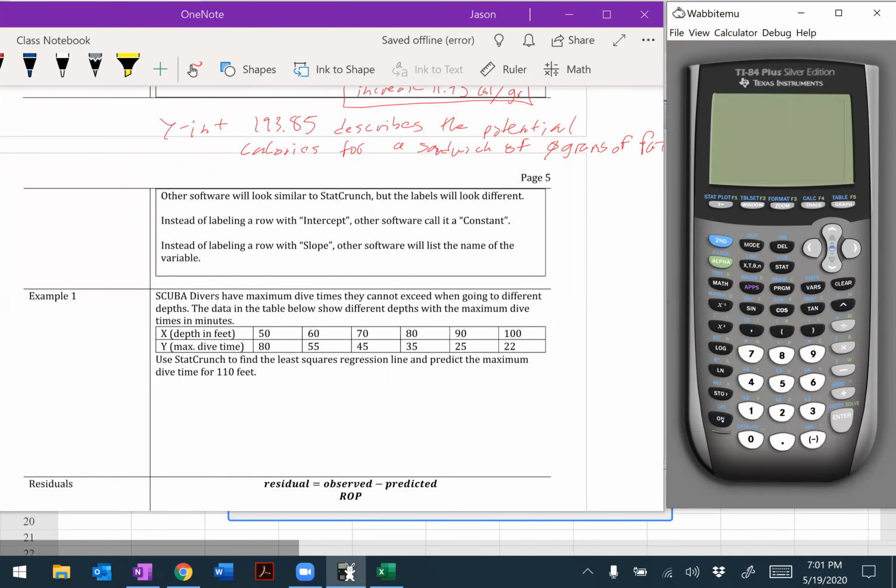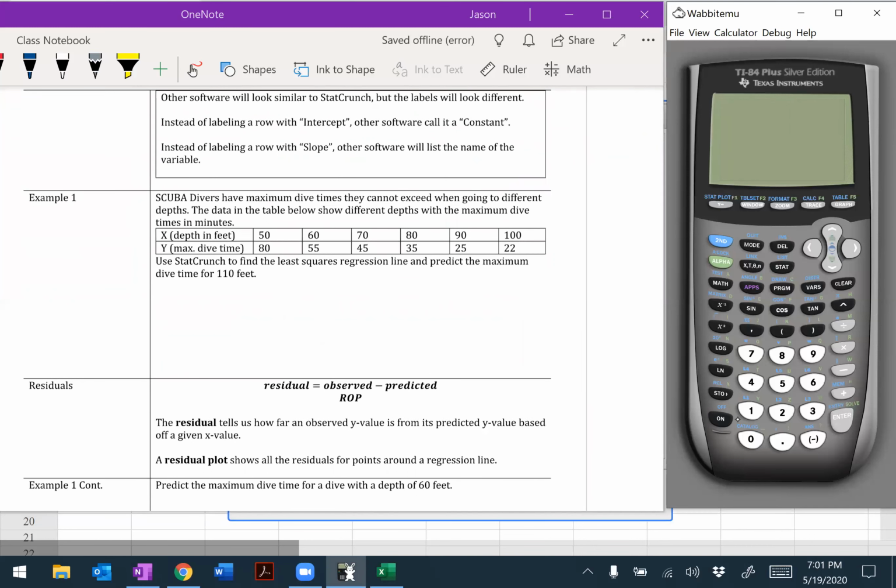Okay, scuba divers. Let's do our scuba dive, scuba diving with Scuba Steve. Scuba divers have a maximum dive time they cannot exceed when going to different depths. The data in the table shows different depths with a maximum dive time in minutes. Use StatCrunch to find the least squares regression line and predict the maximum dive time for 110 feet.